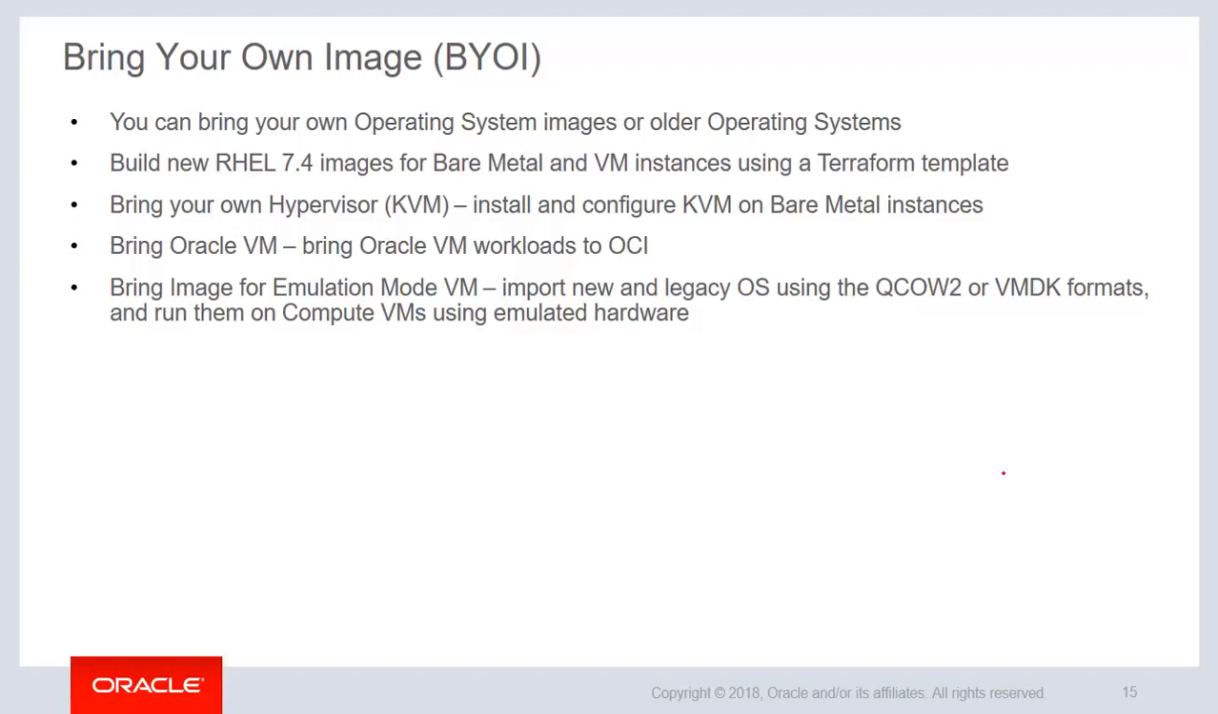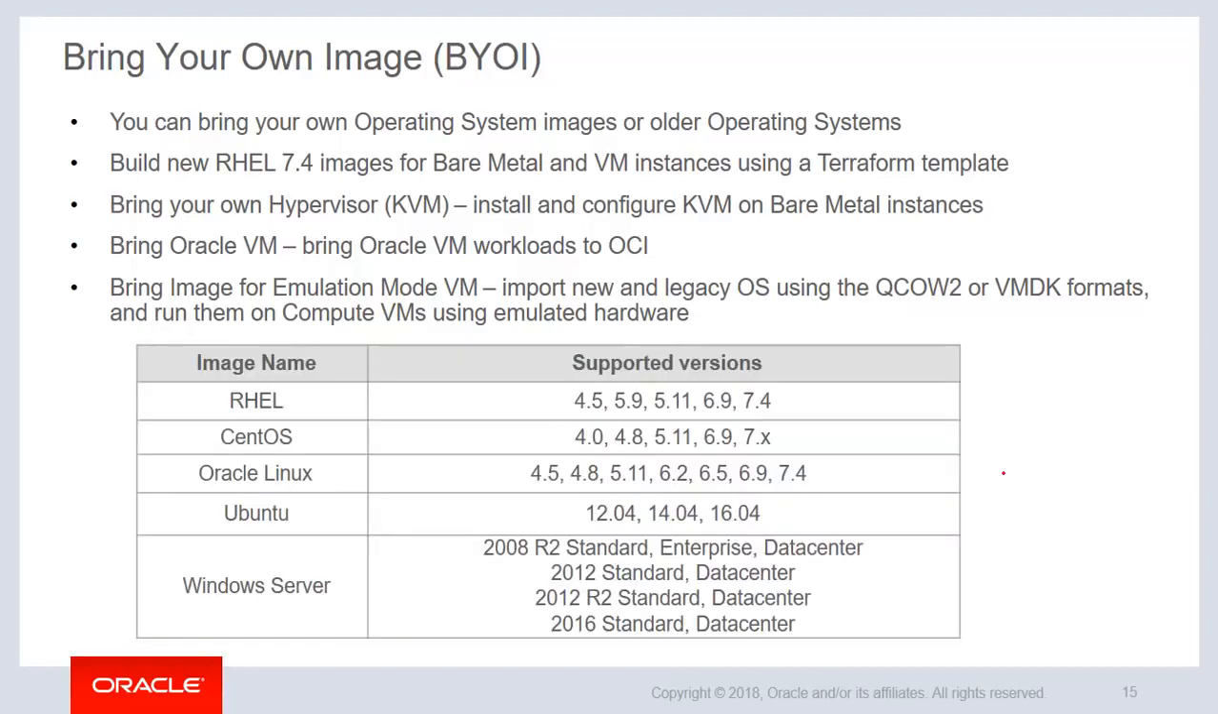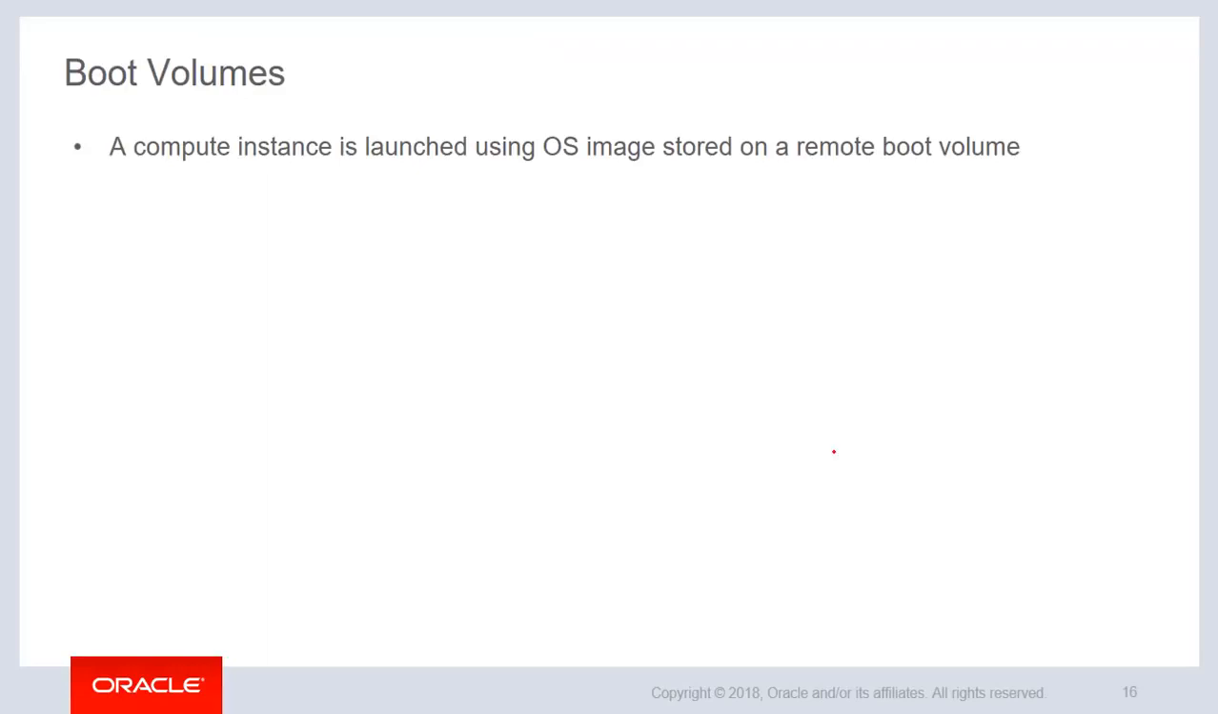We support something called emulation mode virtual machine, and this uses different formats like QCOW2 and VMDK, and the idea is you run these compute VMs using emulated hardware. And you can see here there's a list of different operating systems we support, a bunch of these legacy operating systems, and if you have applications which are using these, absolutely feel free. You should leverage OCI, and you should bring these apps to run on OCI. Now, we looked into images, the Oracle provided images, custom images, and bring your own image. Now let's change gears and look into boot volumes.